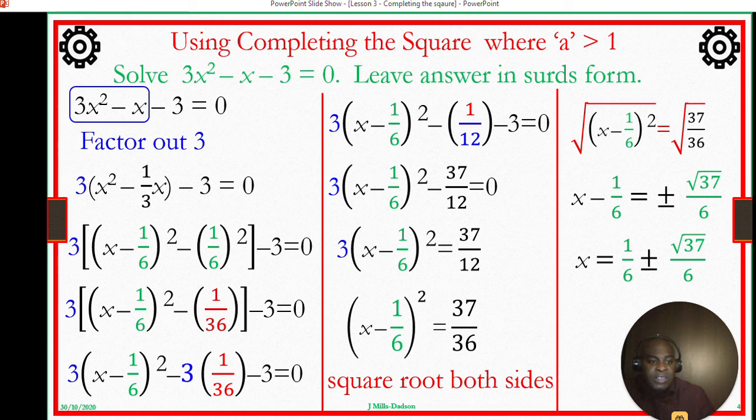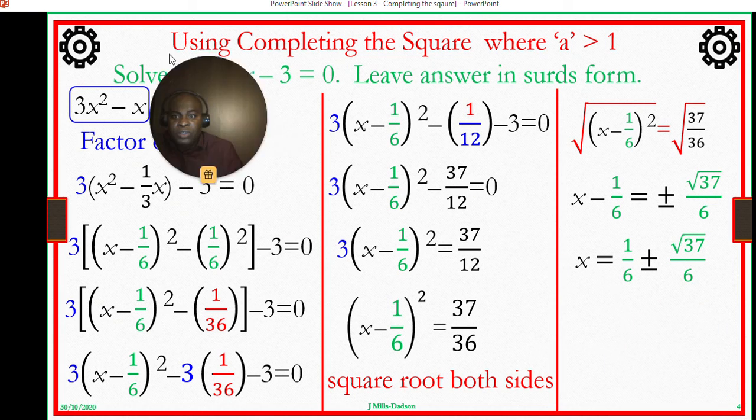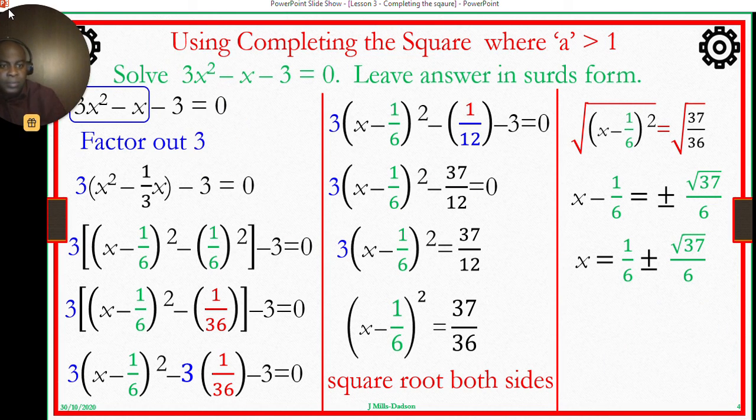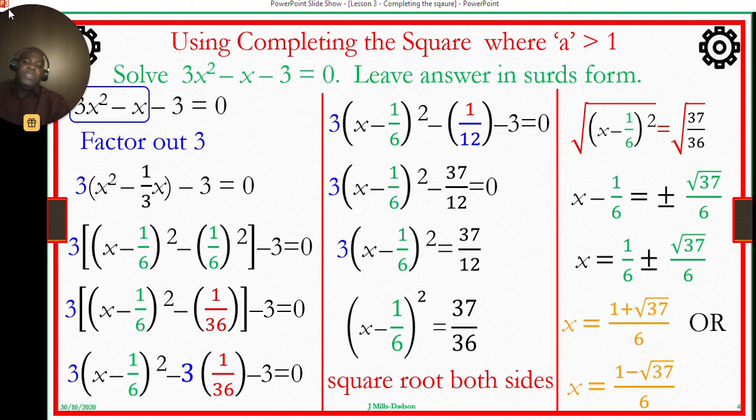And to split our answer into 2, first x will be equal to 1 plus root 37 over 6. I've merged the denominators because they have a common denominator. Our second x is 1 minus root 37 over 6. So this is the answer in set 4.